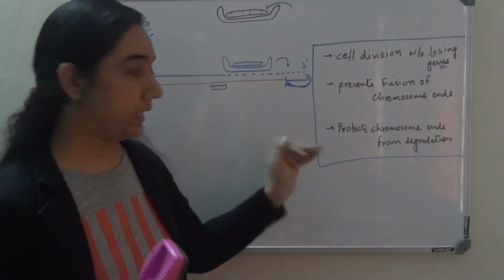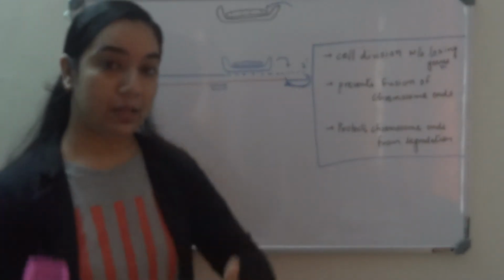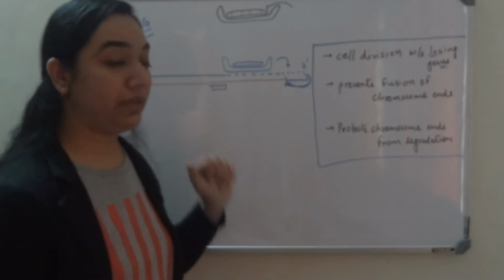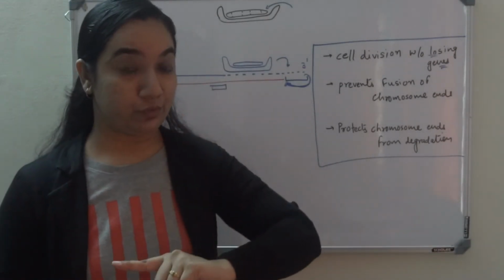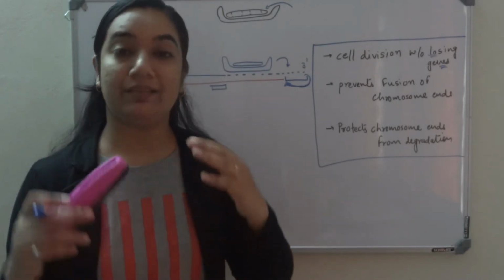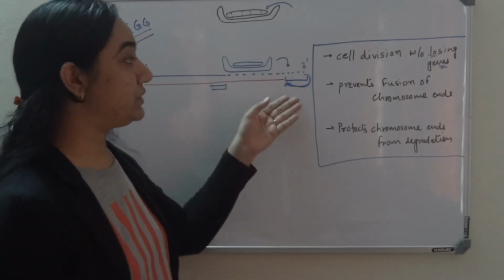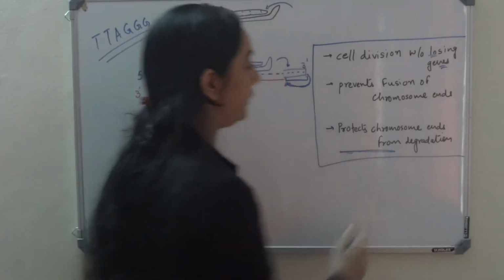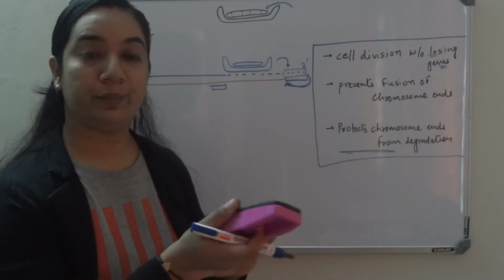suppose if this thing doesn't take place, the cell will think that there is a damage because there is one single strand present in the chromosome. That can be misunderstood by the repair mechanism, thinking that the cell is damaged, and they will come and try to repair it. That's how it also prevents the chromosome ends from degradation, because it is going to loop itself back.